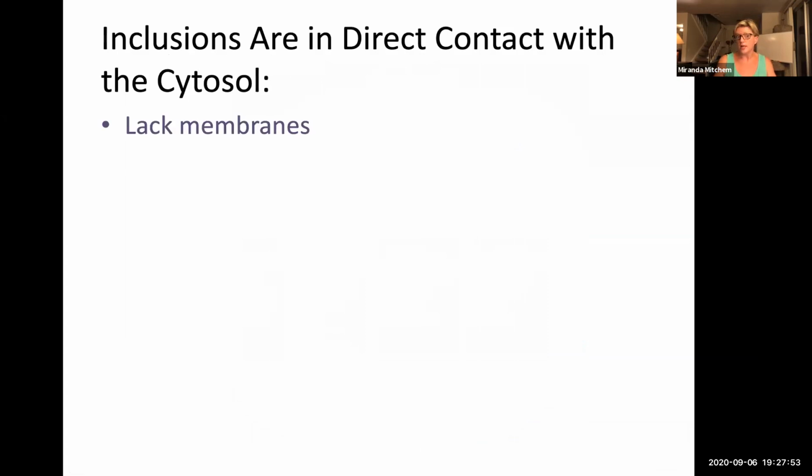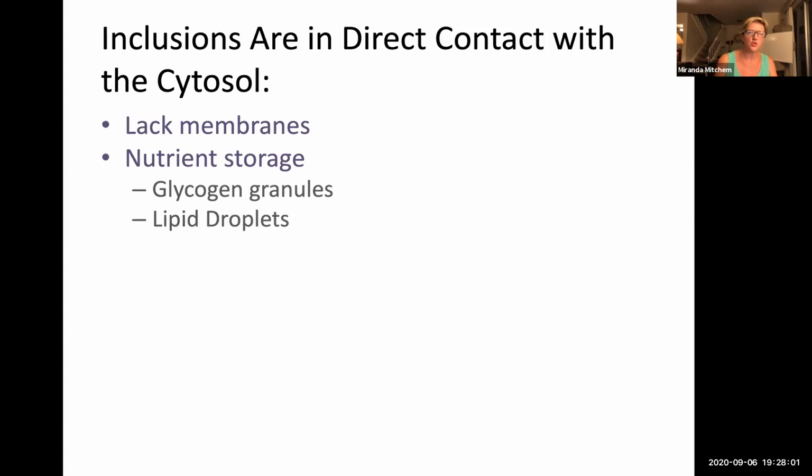All right, so what exactly is an inclusion body? Well, they have no membranes, so they're not an organelle. They can be used to store different nutrients. So we have inclusions that store glycogen, which is one of our energy reserves. Those are called glycogen granules. And then we have other inclusions that store different lipid materials. There are others that have functions independent of nutrients.